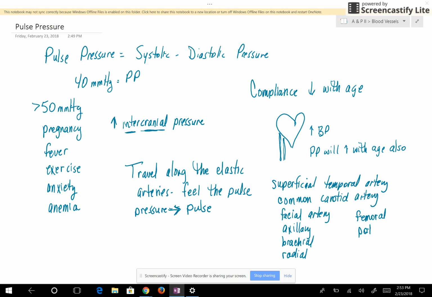The popliteal artery, that would be behind the knee. The dorsalis pedis, that would be on top of the foot. And the posterior tibial would be on the back portion of the ankle. So those are all the locations that you can feel the pulse pressure.